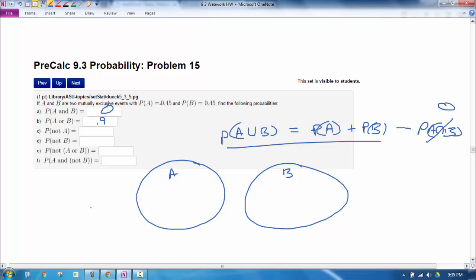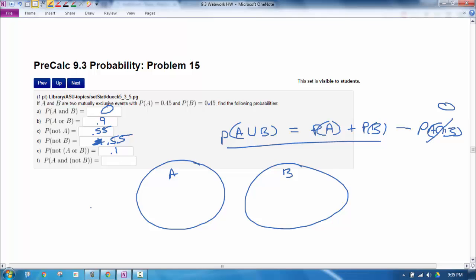Not A is just always 1 minus what A is, which is 0.55. Not B is same thing, 1 minus what B is, which is 0.55 again. And then not A or B, well, A or B is 0.9, so 1 minus that would give you not A or B, which is 0.1.